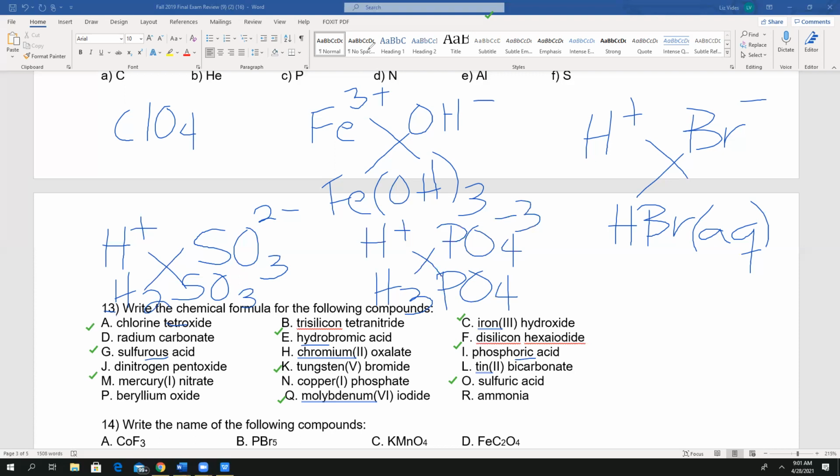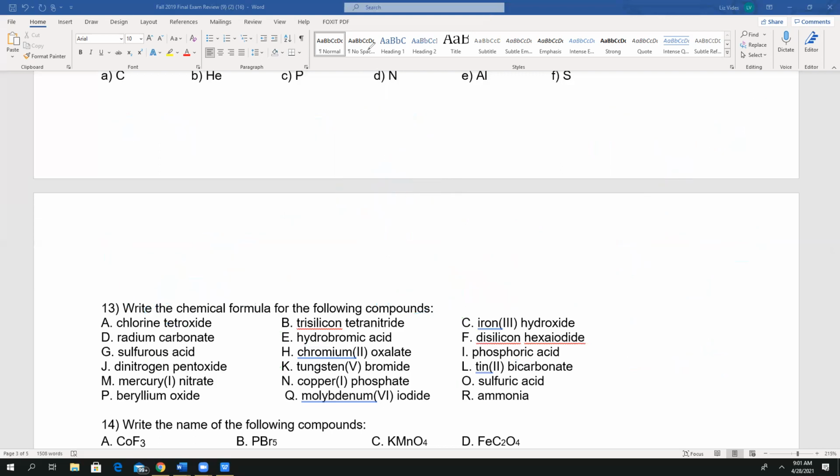And then the next one that we have is tungsten 5 bromide. You notice how it's telling us tungsten 5 bromide. Okay, crossing gives me tungsten with 1 and bromine with 5. And there you go. All right, I'm going to have to erase these to finish because we ran out of room. All right, now we said we were going to do mercury nitrate and sulfuric acid.